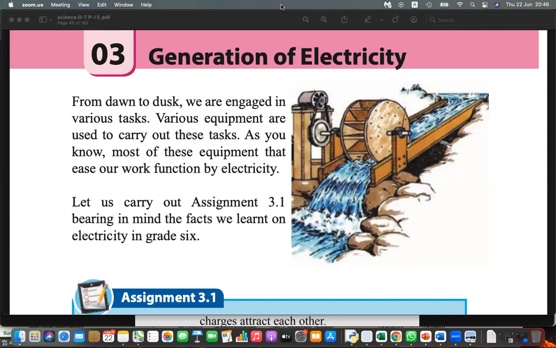Can you give me a few examples of equipment using electricity? Can you tell me? Clock. Don't read the book. Okay, clock, I agree, but don't just read the book. Just tell by thinking.